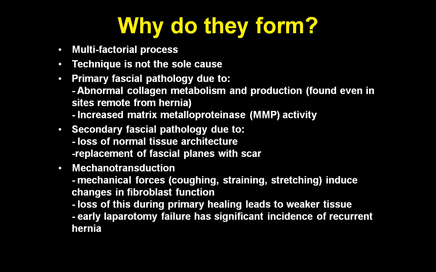Mechanical forces which raise the intra-abdominal pressure and stretch the muscles, like coughing, straining during voiding or constipation, usually induce changes in the fibroblast function. And loss of this during primary healing leads to weaker tissues. So if you have a patient who's having cough, who's straining, what happens is the muscles get stretched and there is a weakening. Early laparotomy failure has significant incidence of recurrent hernia.